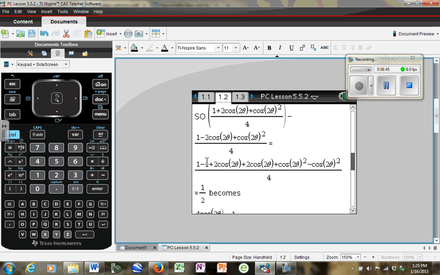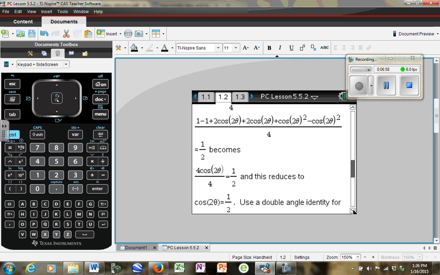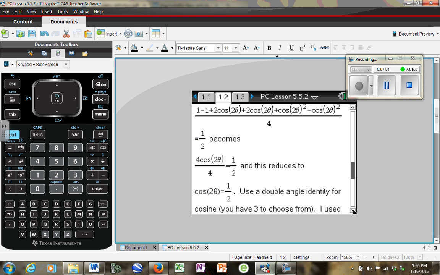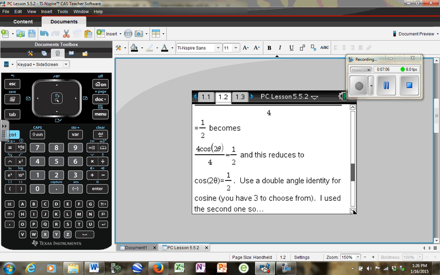You see that we've got 1 minus 1 is 0, and over here the cosine 2 theta squared minus cosine 2 theta squared equals 0 as well. So this all boils down to 4 cosine 2 theta over 4 equals 1/2. 4 divided by 4 is 1, so that's nice. It boils down to cosine 2 theta equals 1/2.